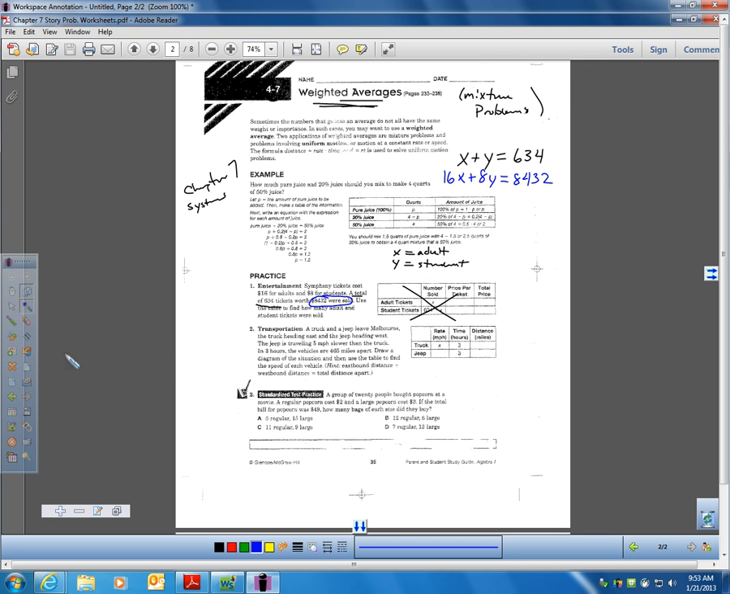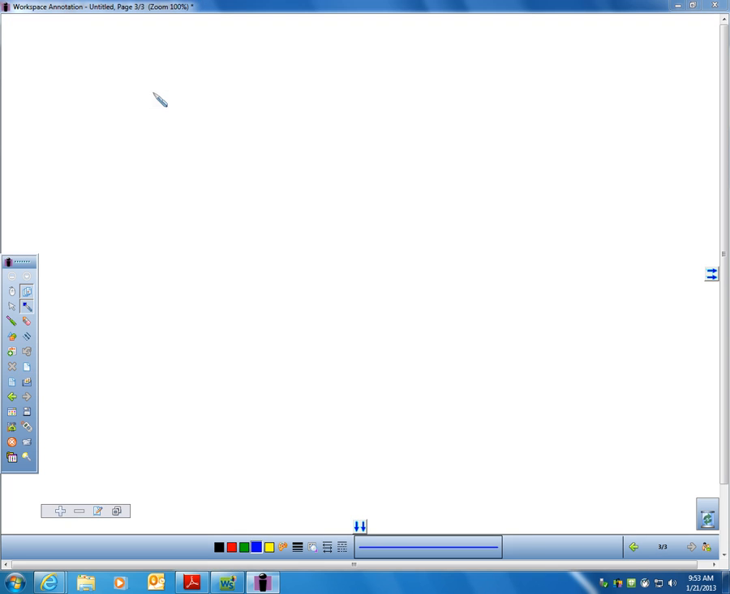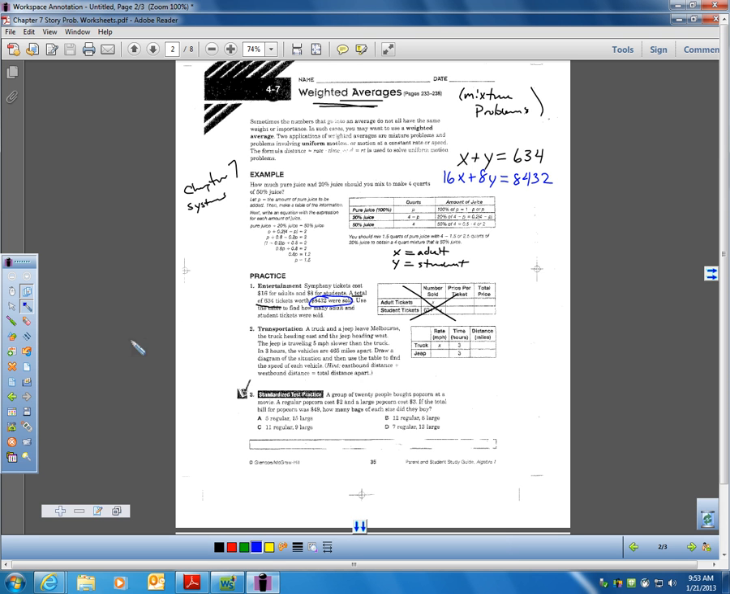Okay? Let me quickly make a clean page here so we can actually work that out. So I'm going to take that, and I'm going to work it out. So remember, I had x plus y equals 634, and I had 16x plus 8y equals, let me just go back and make sure I had my number right, 8432.